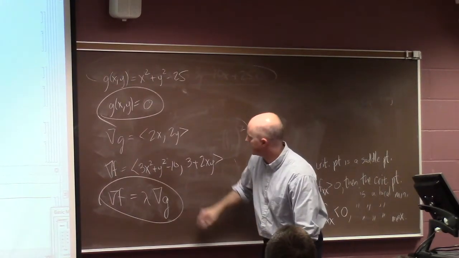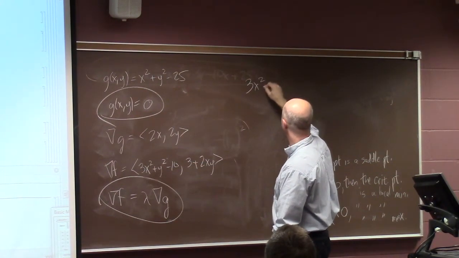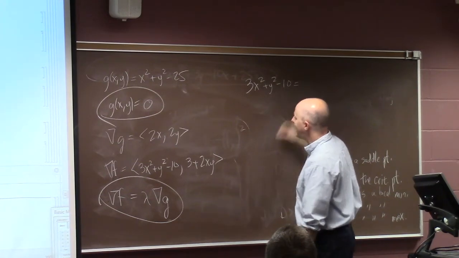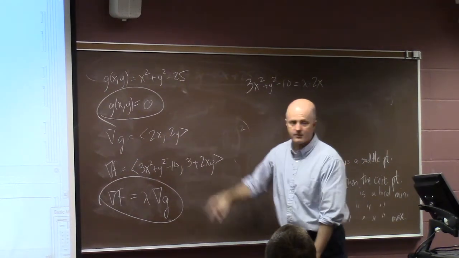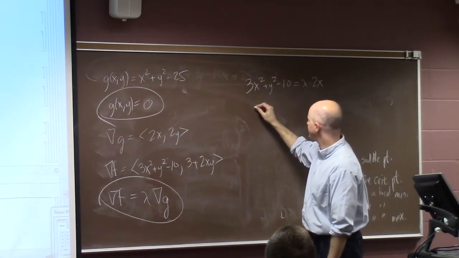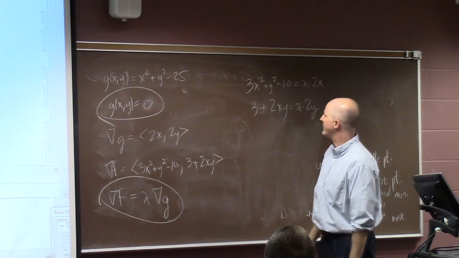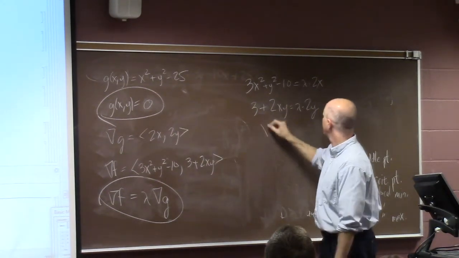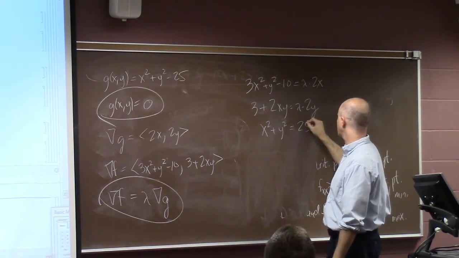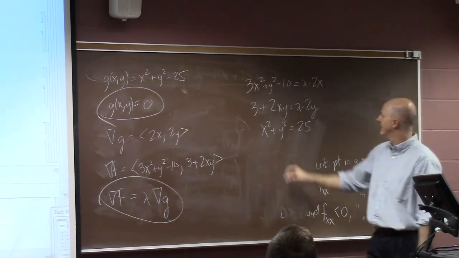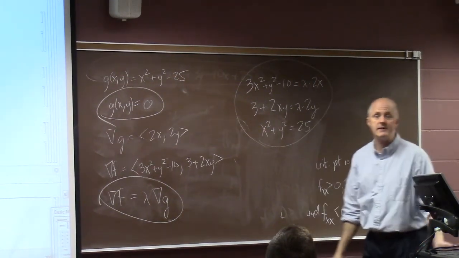What system of equations are we going to get here? The first component of the gradient of f is 3x squared plus y squared minus 10. That has to equal lambda times the first component of the gradient of g. So that's one equation. The other equation is going to be 3 plus 2xy equals lambda times 2y. And the third equation is going to be this one: x squared plus y squared minus 25 equals 0, or if you prefer, x squared plus y squared equals 25. That's a system of 3 nonlinear equations and 3 unknowns, and theoretically it can be very difficult to solve.